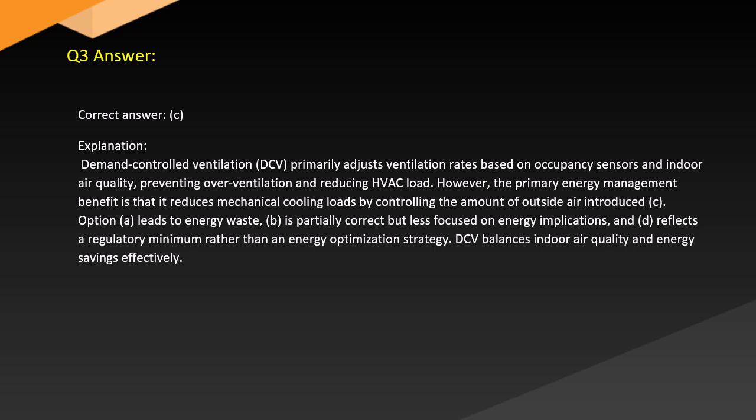Answer. Correct answer: C. Explanation. Demand-controlled ventilation (DCV) primarily adjusts ventilation rates based on occupancy sensors and indoor air quality, preventing overventilation and reducing HVAC load. However, the primary energy management benefit is that it reduces mechanical cooling loads by controlling the amount of outside air introduced. C. Option A leads to energy waste.